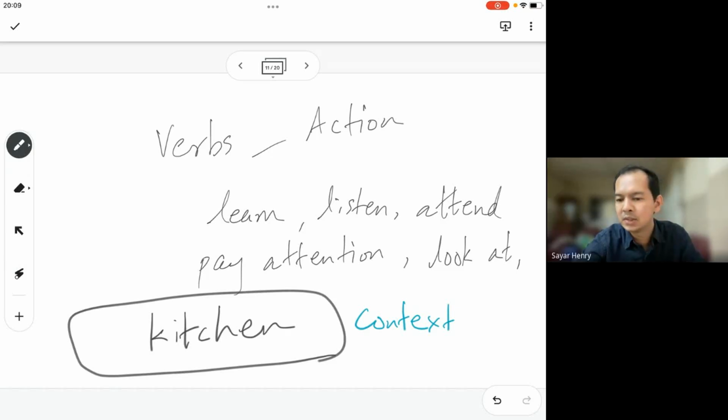Kitchen, kitchen. What do we do in the kitchen? Try to come up with as many verbs as you can. People who are used to cooking may find more verbs. People who have no idea how to cook will find a little bit of difficulty here, but try to struggle. You can do that.